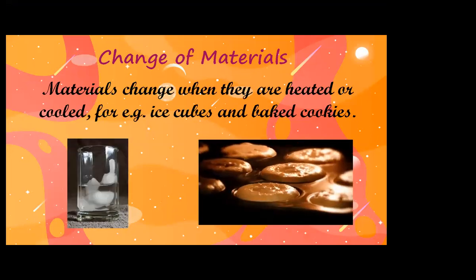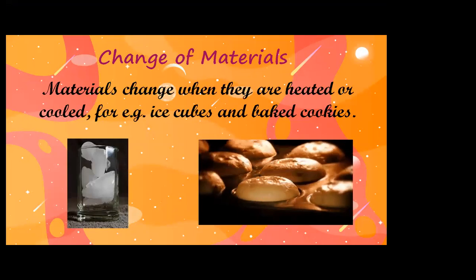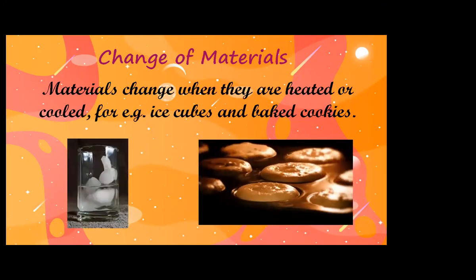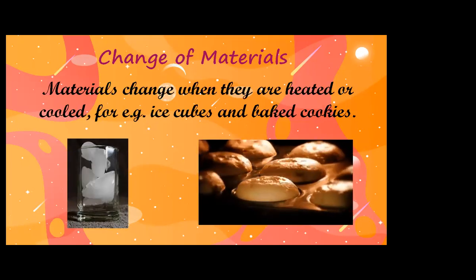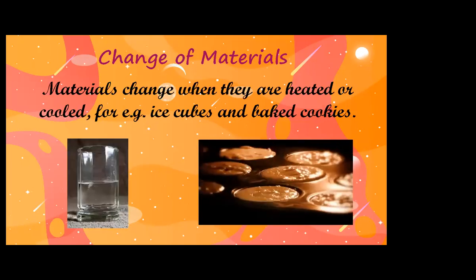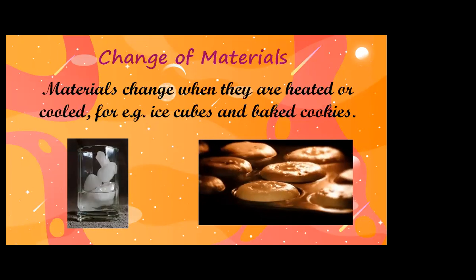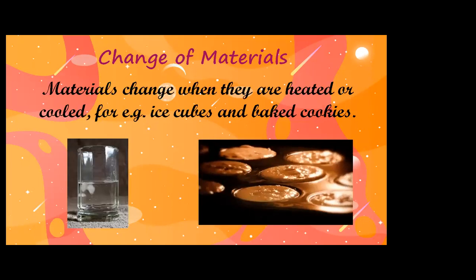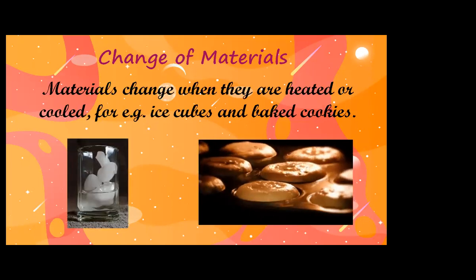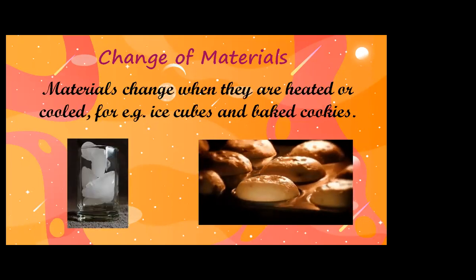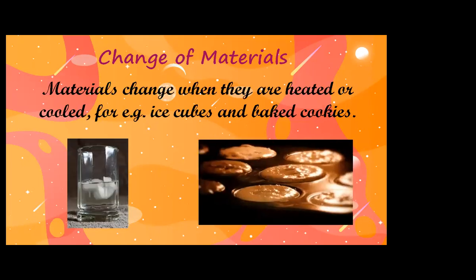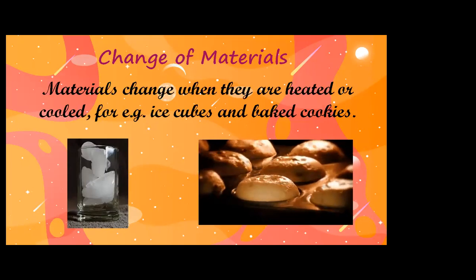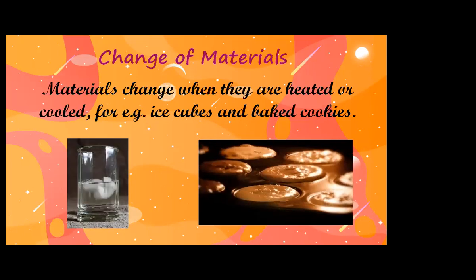Materials change when they are heated or cooled. For example, ice cubes and baked cookies. So what happens to the ice cubes? When we cool down water in a fridge or freezer, or you may say we maintain a certain temperature for it, it turns into ice cubes. And when the ingredients of cookies are mixed and heated in an oven, we get baked cookies, yummy baked cookies.